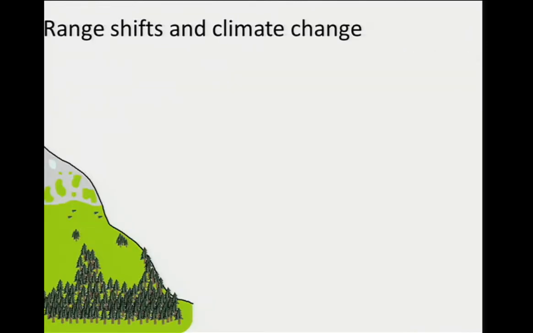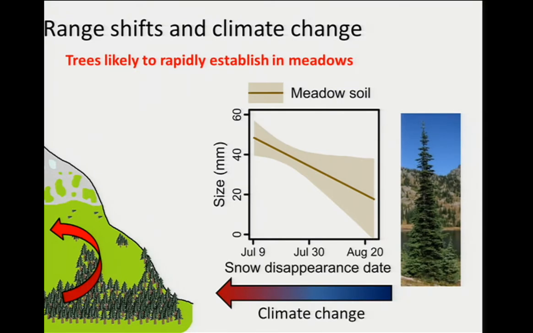Okay, so what does all this mean for range shifts and climate change? I think one conclusion that we can draw is that trees are likely to rapidly establish in meadows. At least that's what the data would suggest, because as snow disappears earlier in the year, which we're expecting with climate change, we see a large increase in the growth of these seedlings. And this will likely translate to higher rates of establishment of trees in meadows and greater encroachment into those meadows.